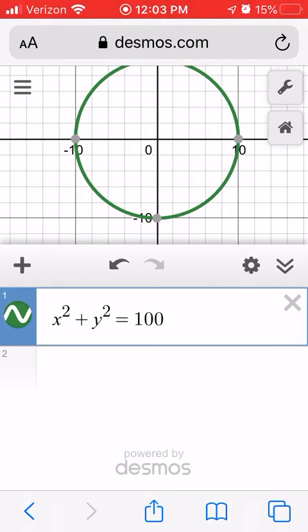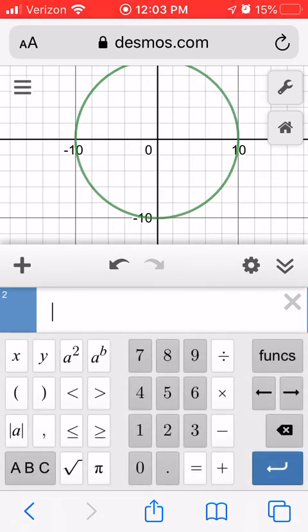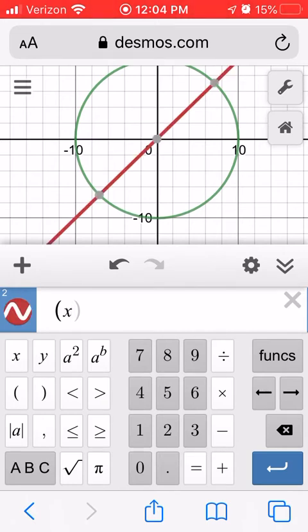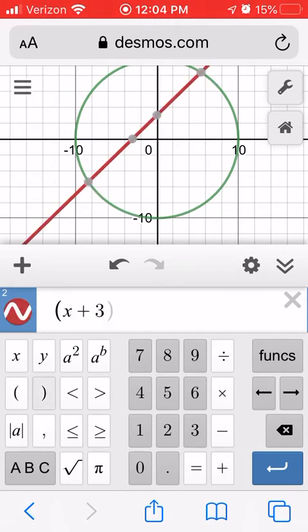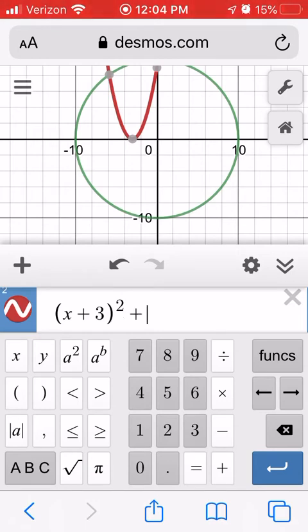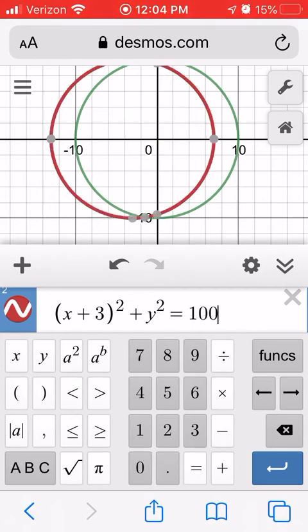So let's say I want to take this circle and I want to keep the radius the same, but I want to move it over left 3 spaces. So what I'm going to do is x plus 3, and then y squared equals 10. Oh, wait, it's supposed to be 100. There we go.